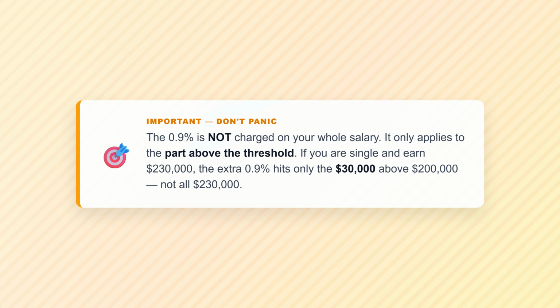Now don't panic about this one. The 0.9% is not charged on your whole salary, only on the part above your threshold. Let me show you. If you're single and you earn $230,000, the extra 0.9% only hits the $30,000 above $200,000, not the entire $230,000. So it's a small tax on a small slice.